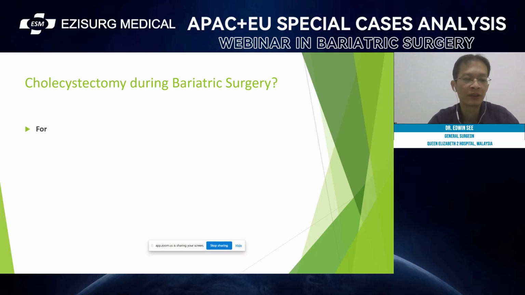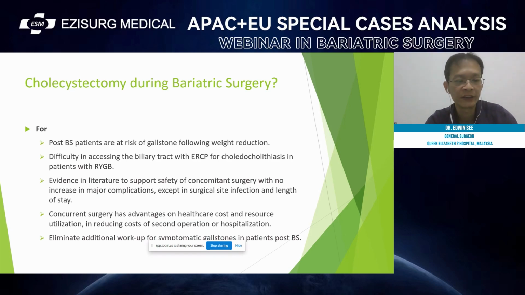Now, there are two groups of view as to whether to perform cholecystectomy during bariatric surgery. The reasons to support this concurrent surgery are as the following. Post-bariatric patients are at risk of developing gallstones following excess weight loss, which can be symptomatic and cause further complications. There is difficulty in accessing the biliary tract with ERCP for CBD stones, which is more so in patients with Roux-en-Y gastric bypass.